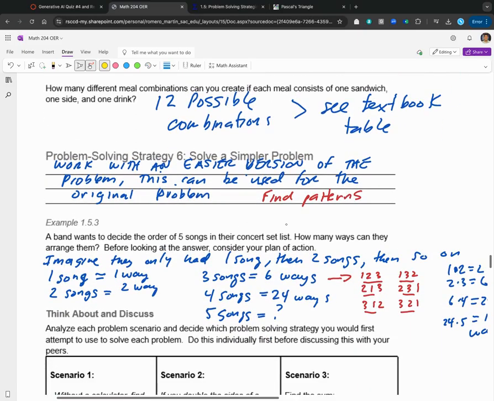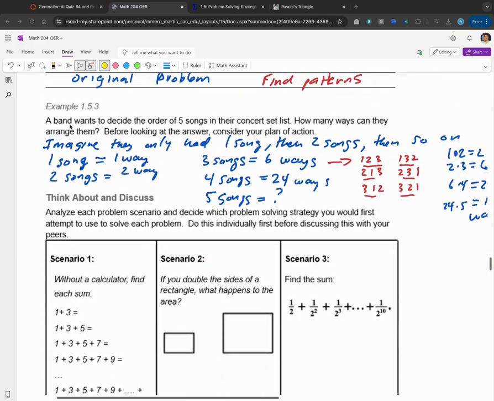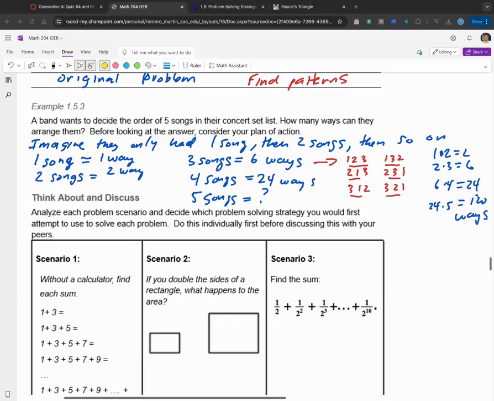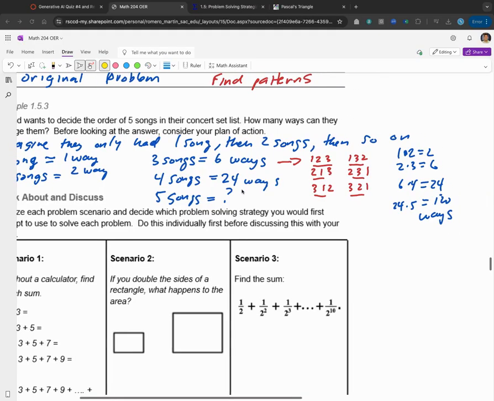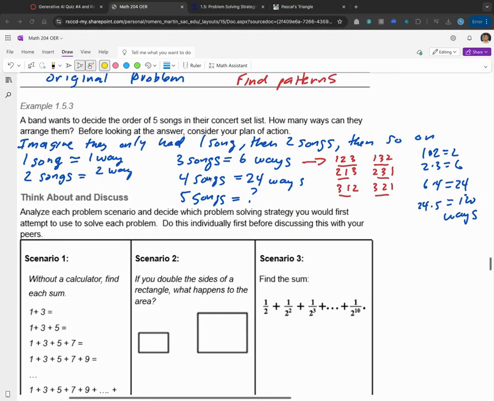So to solve a simpler problem, as we look here, a band wants to decide the order of 5 songs in their concert. How many ways can they arrange them? So a set list, if you go to concerts, you want to know what the set list is. In this case, it's how many different ways. What are they going to end with? What are they going to begin with? These are questions you ask if you go to a concert. Are they going to play my favorite song?